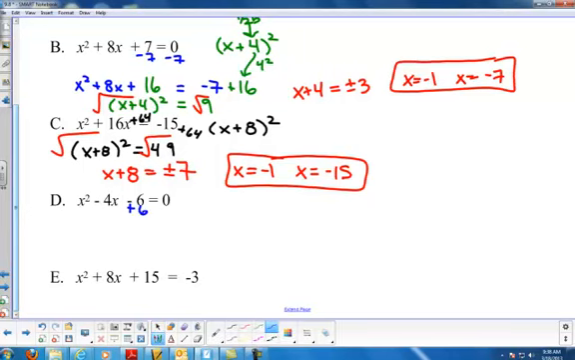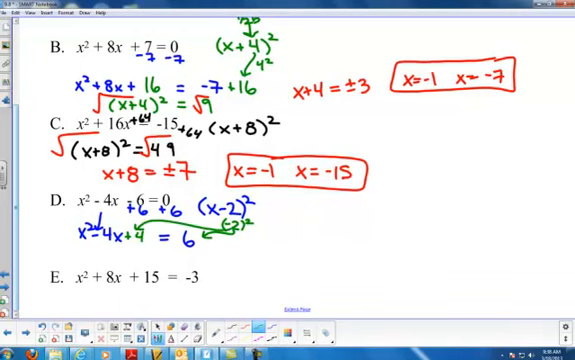Okay, move the 6 away so it does not affect anything. If I have a 4x, that means my factored form is going to be x minus 2 squared. This minus right here means the whole thing is minus, but we're still going to add negative 2 squared to each side, which is 4. So I have x minus 2 squared equals 10.